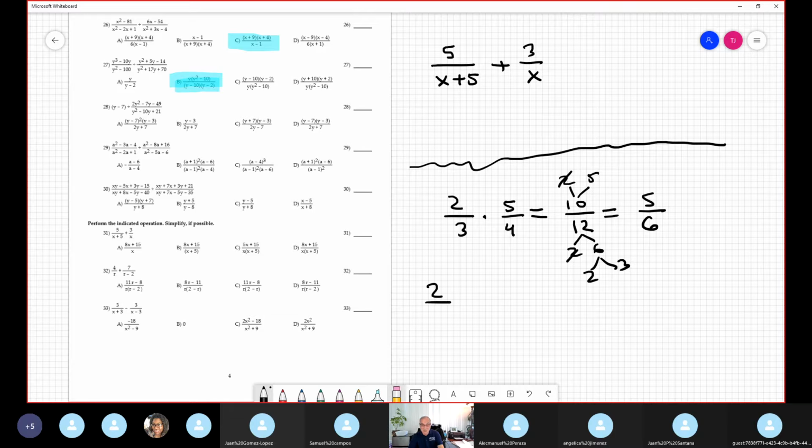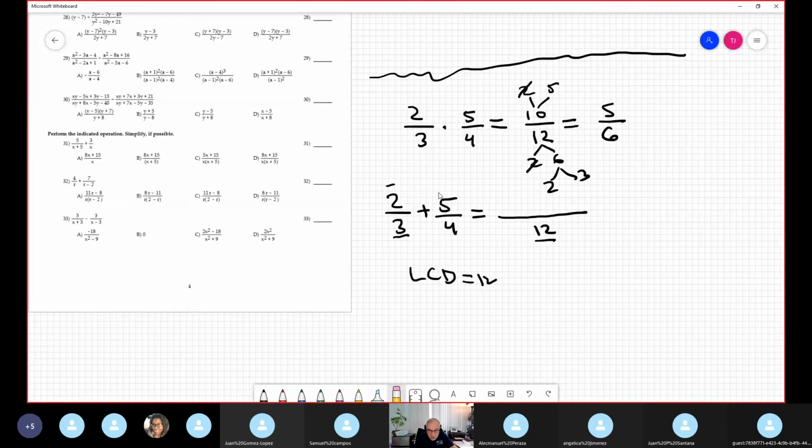However, in addition or subtraction, it's not like that. We cannot add 2 plus 5. No. You find the least common denominator. The least common denominator is 12. And you convert these fractions using the same denominator, because the least common denominator is 12. So what is the procedure? You divide 12 divided by 3, is 4, times the corresponding numerator.